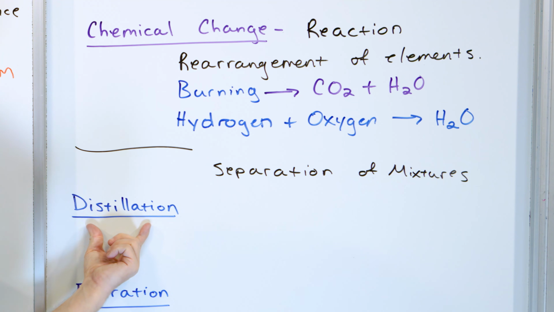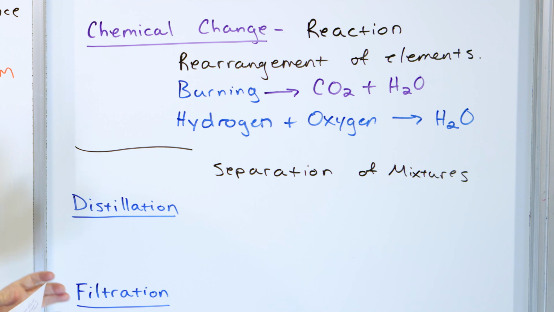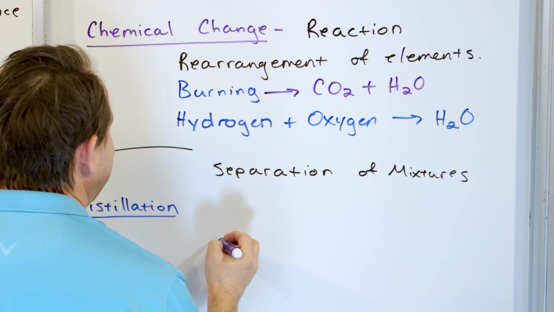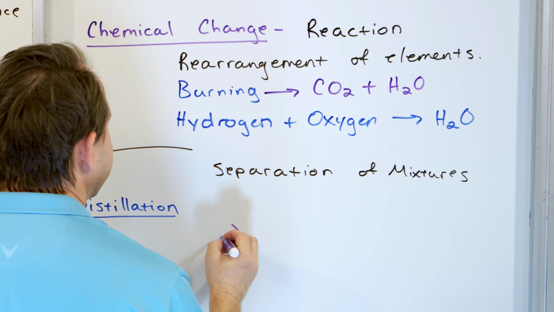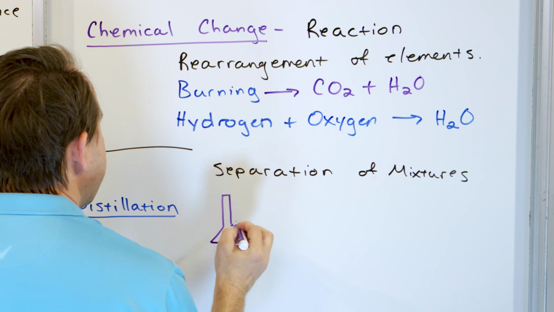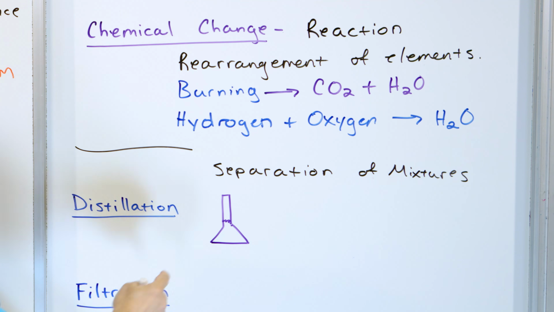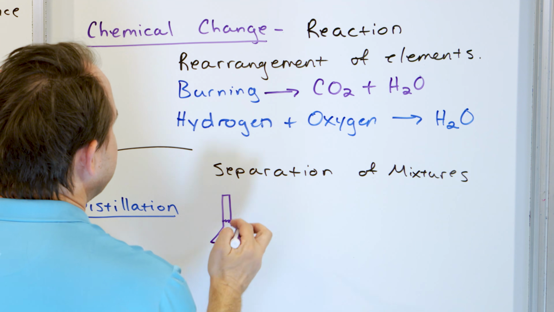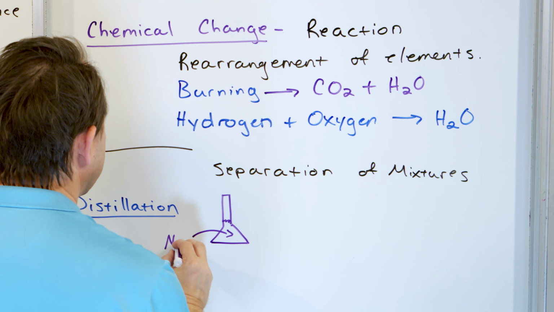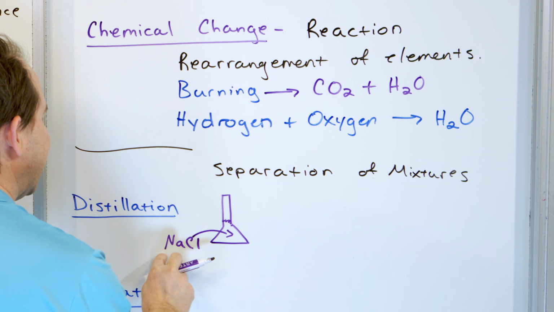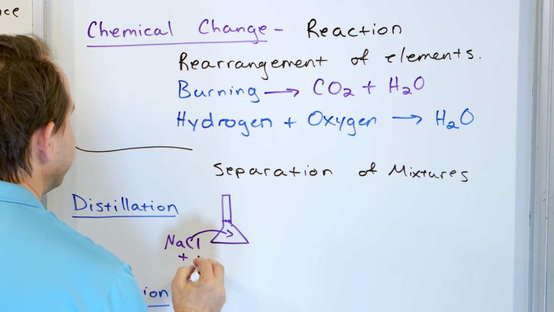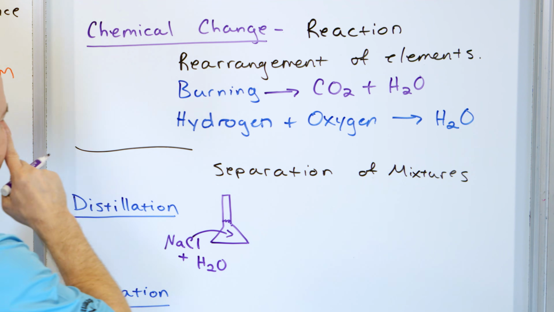Well, a very important one to understand, the most important one on this list, is something called distillation. You may have heard of the word distillation. What you can do is take a flask, right? Let's say you put a flask here, something like this. And in this flask you could put your water, either salt water or sugar water or whatever. Let's call it salt, because we're going to learn later sodium chloride is salt, plus water. And that's what's in this flask.